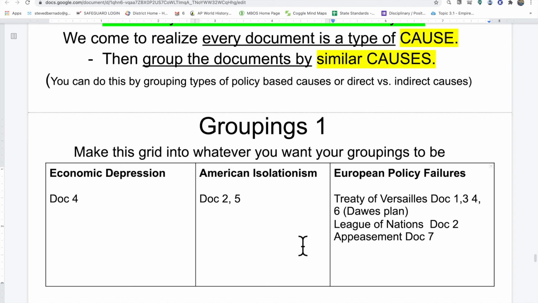So these are all, to a great extent, in a variety of ways. All right, and we have 3 different ways here. Document 4 reflects economic depression. Documents 2 and 5, American isolationism. And documents 1, 2, 3, 4, 6, and 7 represent European policy failures. Okay, that raised tensions to a great extent, which led to World War II.